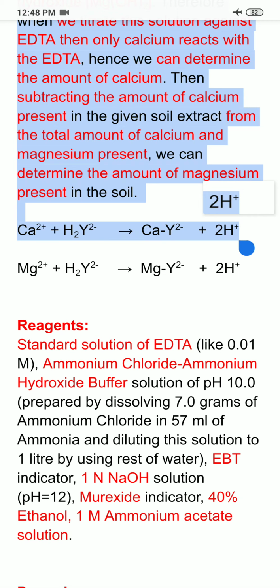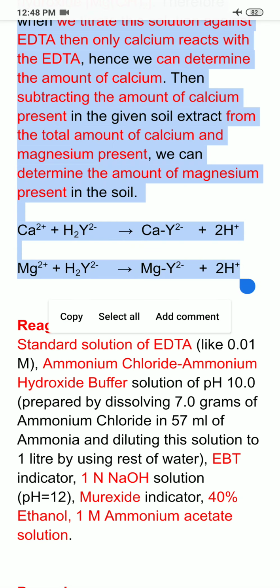When we titrate the mixture of calcium and magnesium present in the soil, they will react with EDTA, which I have represented by H2Y2-. So Ca2+ on reaction with the disodium salt of EDTA, H2Y2-, will form the calcium EDTA complex, CaY2-, which has 2 negative charges, and 2 protons will be released. Similarly, magnesium will also react with the disodium salt of EDTA to form MgY2- plus 2 protons.